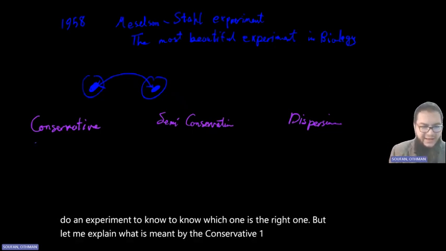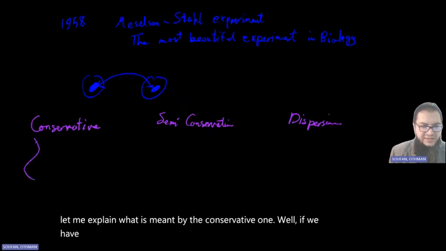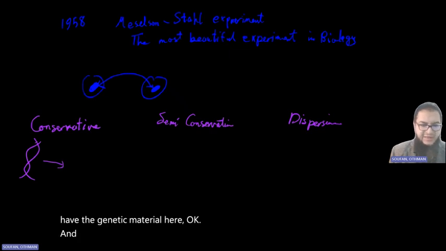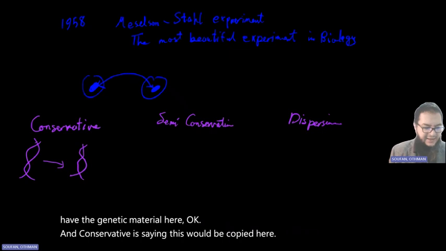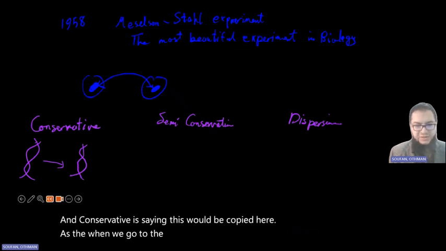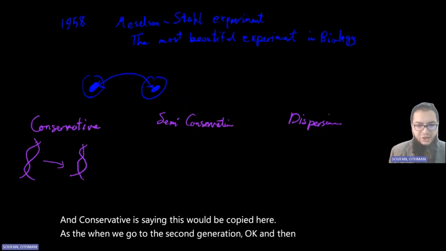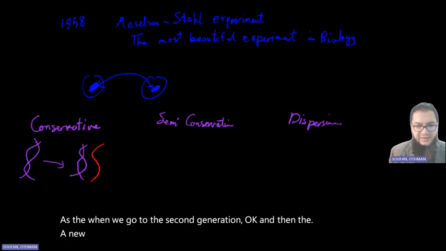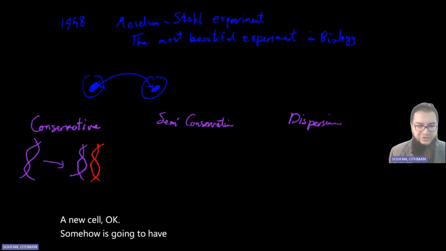If we have the genetic material here, conservative is saying that this would be copied here, as when we go to the second generation, and then a new cell is somehow going to have a replicate of the information in this way.